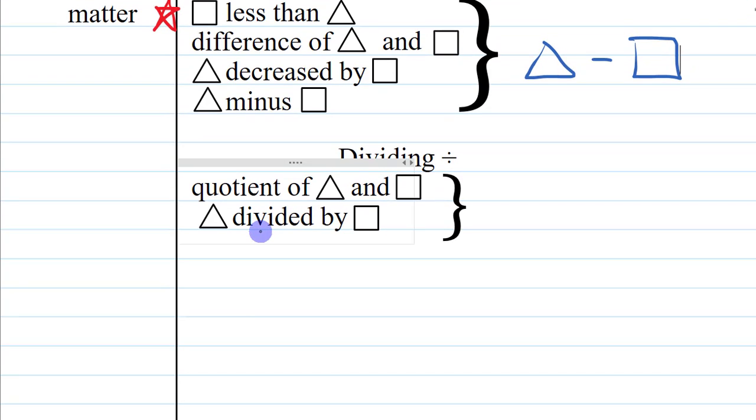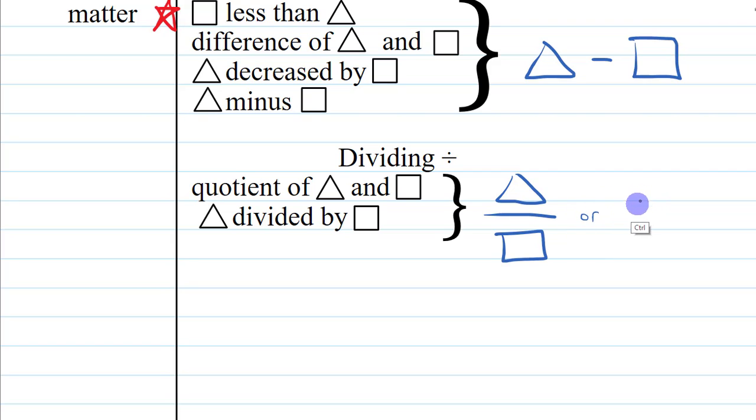Pretty straightforward here. The order is not going to trip you up. It's the quotient of something and something, and something divided by something. You can write this one of two ways. Here's the first way: you can say a fraction, or you can do it with a division symbol, a triangle divided by a square. Both of them are acceptable. Mr. Sandell's preference is the fraction, but this one is perfectly valid as well.